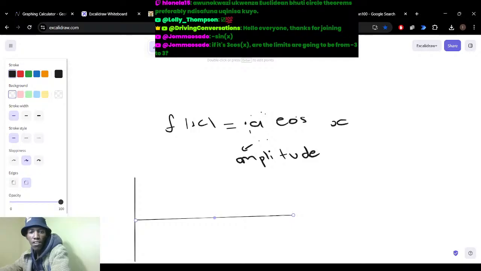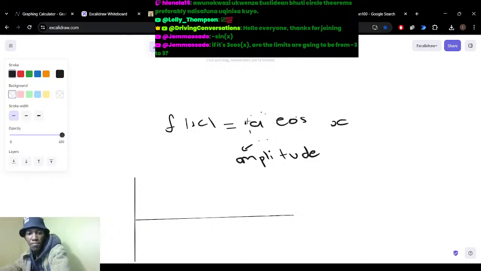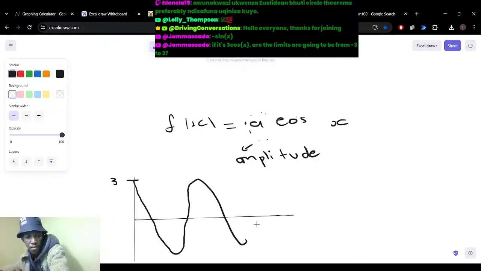So our graph would stretch in proportion to this value of OA. So in your case, it is 3, right? Our graph will look something like this. Okay, let me just look across. Where up here this is 3, and here it's -3. But if our cos graph is not stretched, it will look something like this.